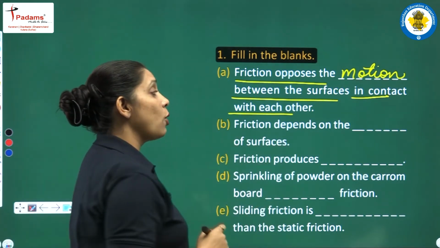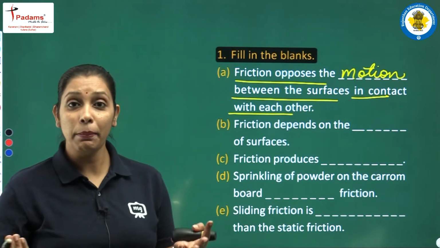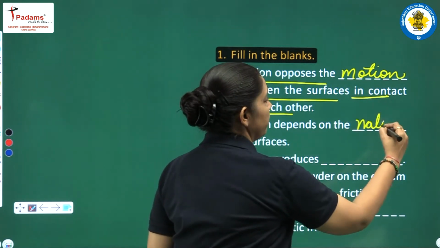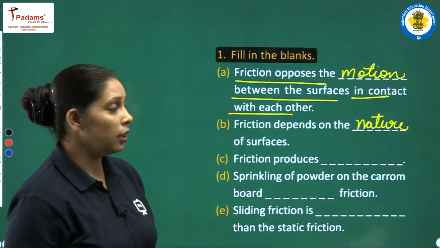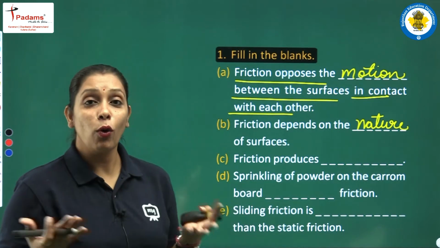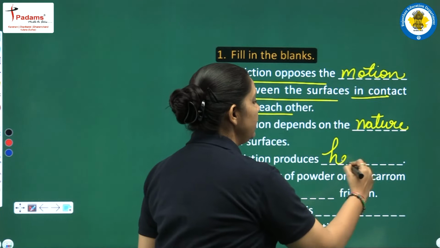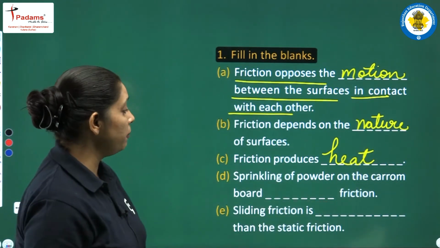Friction depends on the dash of surfaces. What does it depend on? It depends on the nature of the surfaces. Okay. Third one. Friction produces dash. What does friction produce? Yes, it produces heat. Fine class 8. Next one.